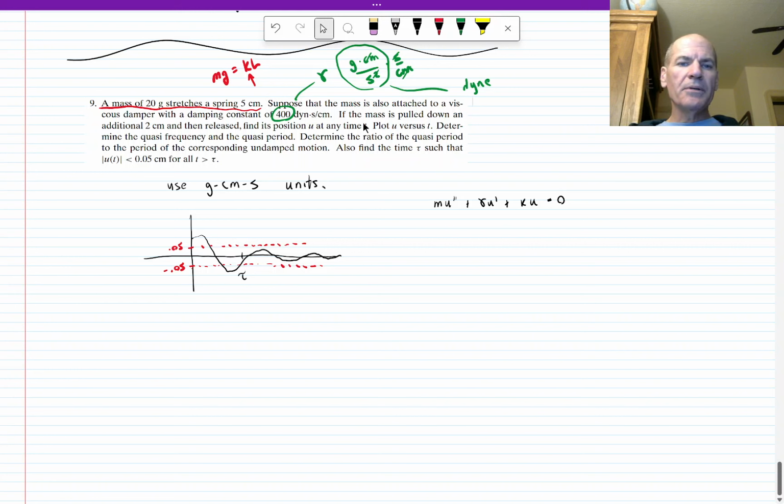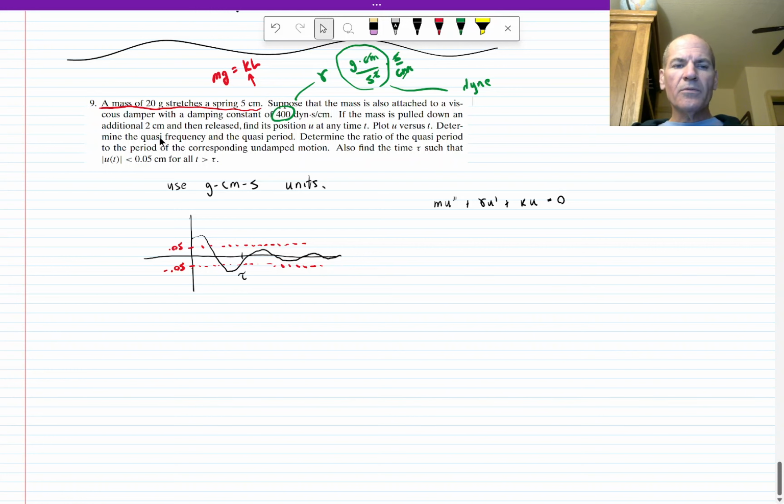Okay, once you figure out m and gamma and k, you build that differential equation, and this sentence here, if the mass is pulled down an additional 2 centimeters and released, will tell you what the initial conditions are. You can solve it at that point, and then plot u versus t using whatever your favorite piece of graphing software is. When you do that, you should get a damped oscillation, something that looks like this.